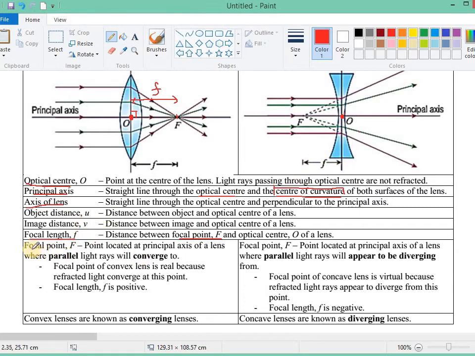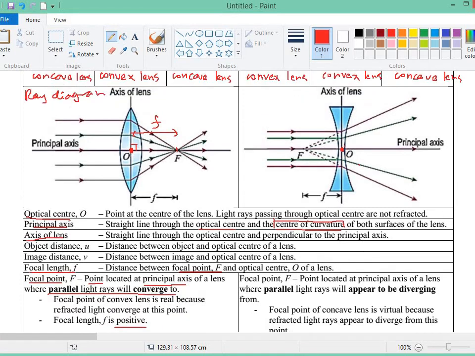And then focal point. Focal point is the point located on the principal axis of a lens where parallel light rays will converge to. The focal point of a convex lens is real because the refracted light converges at this point. So the focal length is positive. That means the focal length for a convex lens we consider as a positive focal length.